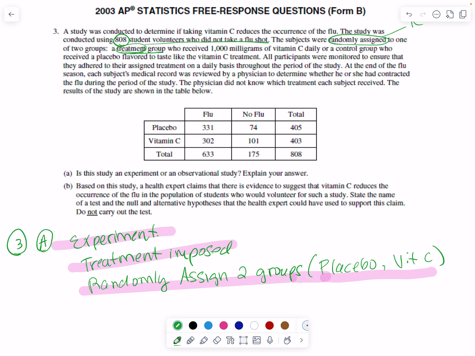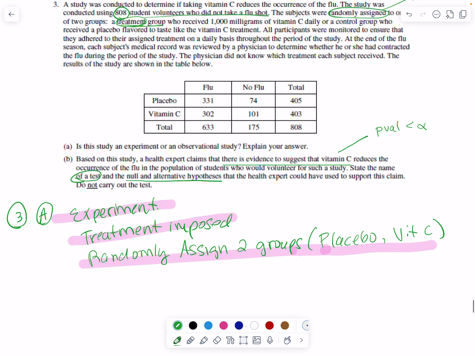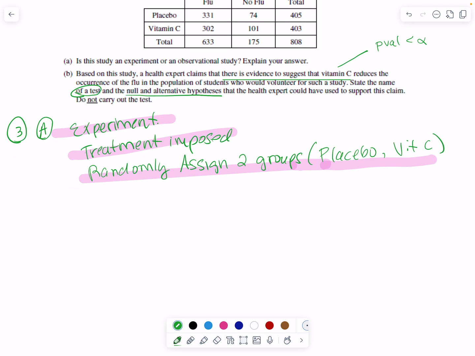And then secondly, it says, based on the study, a health expert claims that there is evidence to suggest. So guys, if it says there is evidence to suggest, basically it's saying the p-value is less than my alpha. So that's what it's saying. There is evidence to reduce the population of students who would volunteer to each study. State the name of the test. So we just have to name it. What type of test would this be? And the null and alternative hypothesis that they would use to support the claim. So this one would be a very easy one.